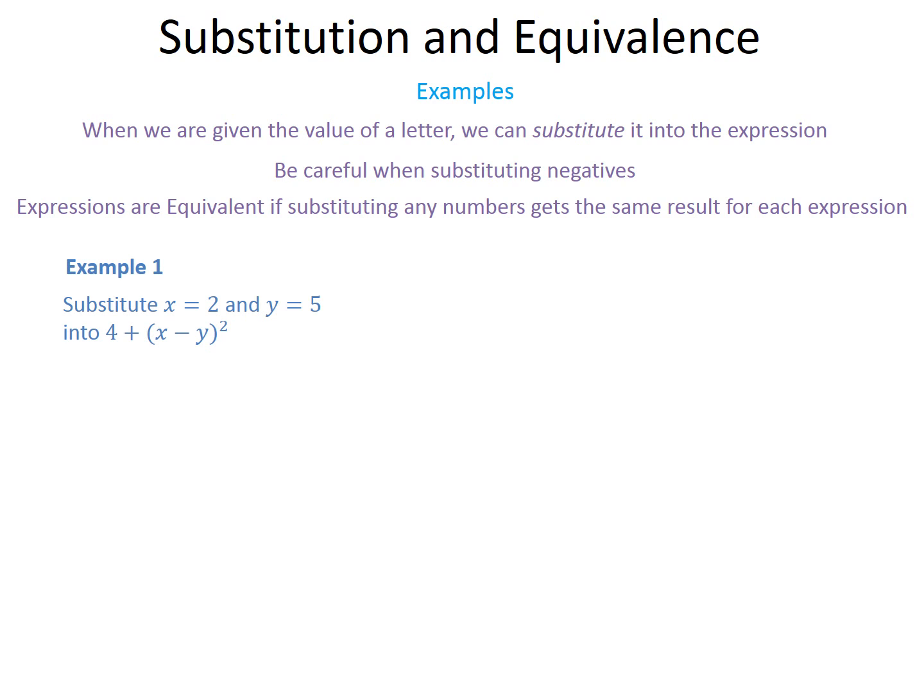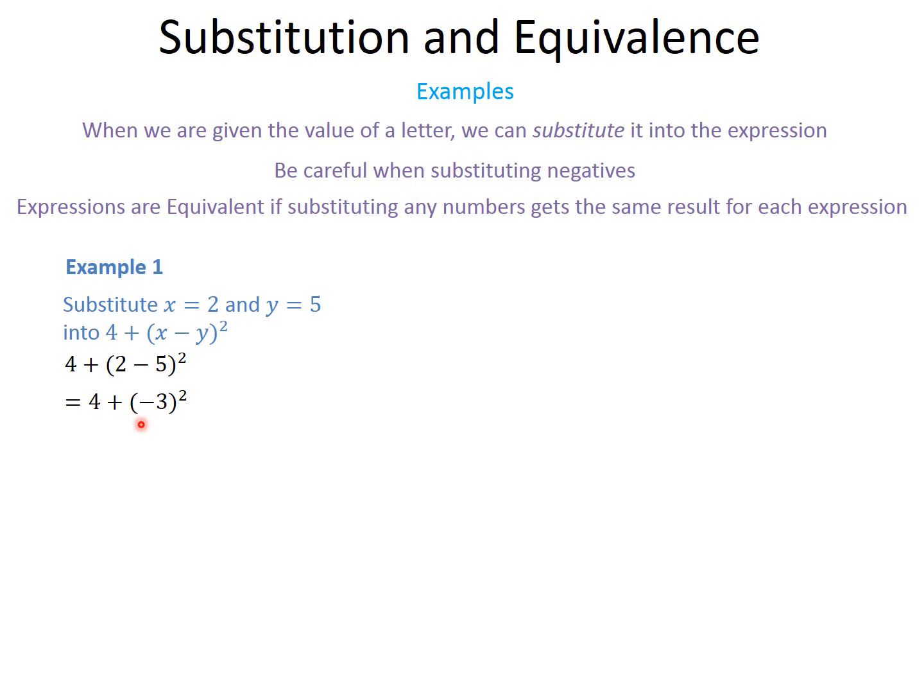Let's get into some examples now. So we are going to substitute x equals 2 and y equals 5 into this expression right here. And so I'm just going to start by writing down the expression with the numbers already substituted in. So I'm going to write down 4 plus, and instead of x minus y, I'm going to go 2 minus 5, since they're the values that I know they are. So 2 take away 5 I have to do first because it's in the brackets. Brackets always go first. 2 take away 5 is negative 3.